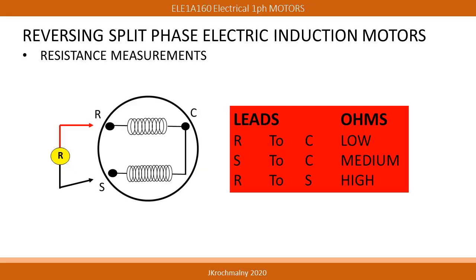To determine if the run and start windings are open, we can perform a resistance measurement. As with any resistance configured multimeter, this test must be done with the motor disconnected from its power source. Placing the leads across R and C terminals, we should measure a lower resistance. Placing the leads across S and C terminals, we should measure medium resistance. A high resistance measurement would result in readings between R and S. If the meter measures an OL, or open line, there may be problems within the motor.